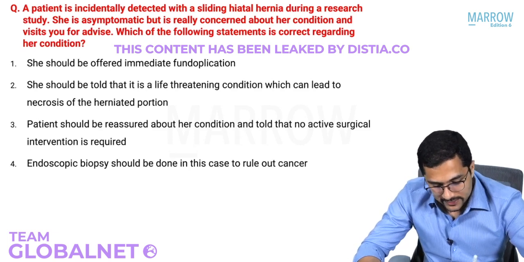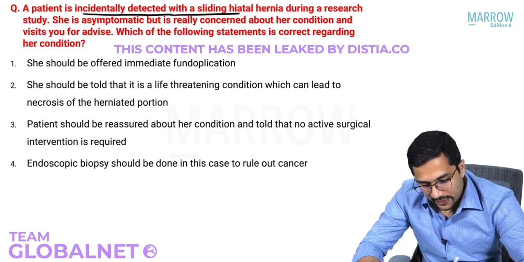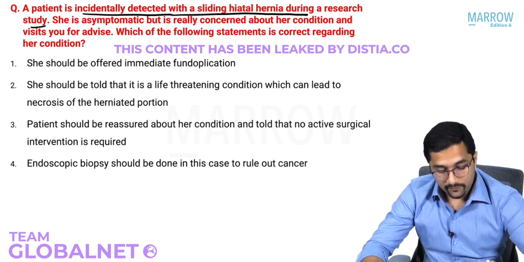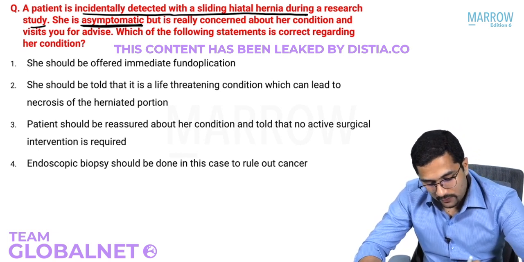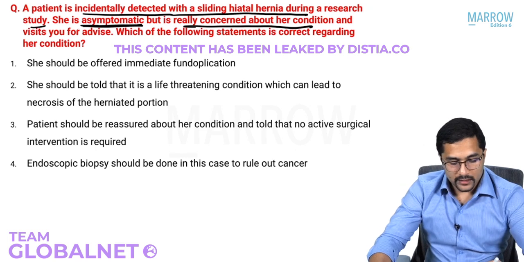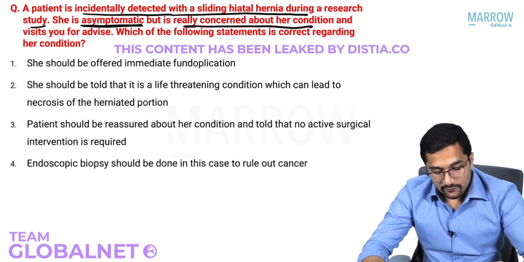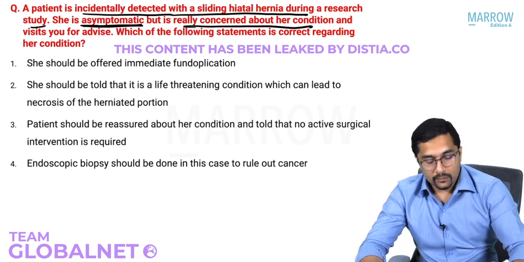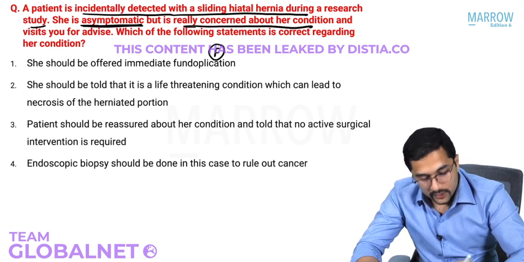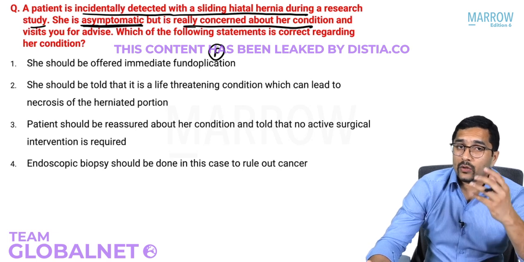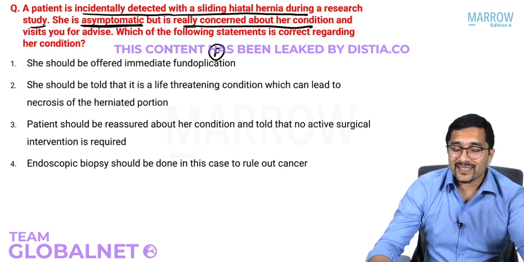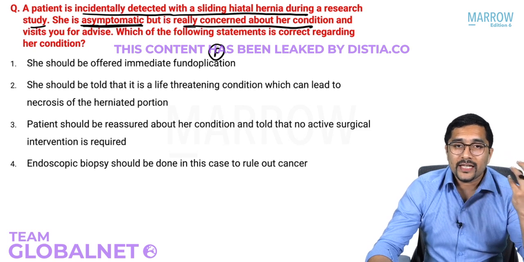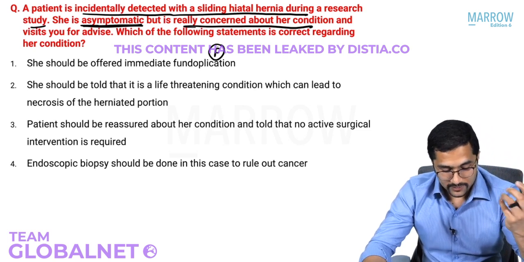A patient is incidentally detected with a sliding hiatal hernia during a research study. She is asymptomatic but is really concerned about her condition and visits you for advice. Which of the following statements is correct? She should be offered immediate fundoplication. This is false. Why? Because I told you asymptomatic sliding hiatal hernias are very common. You don't need to do surgery in asymptomatic patients.